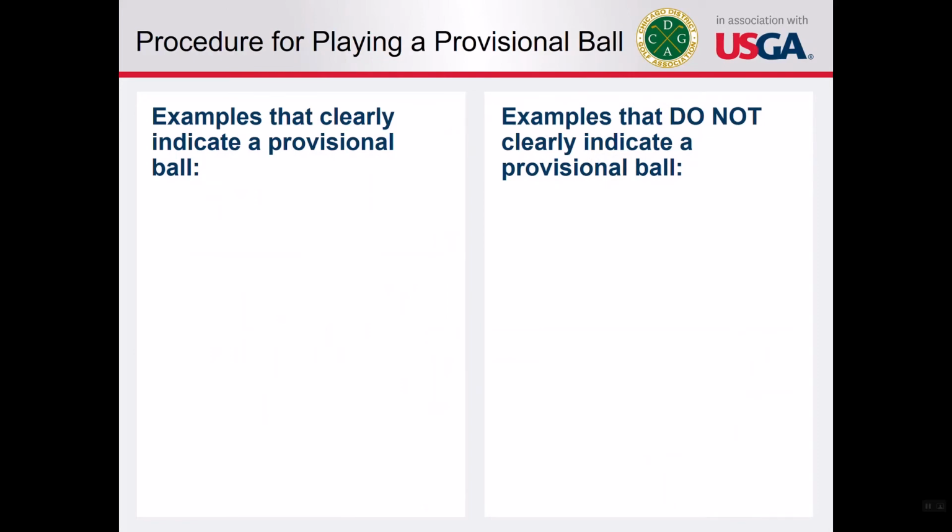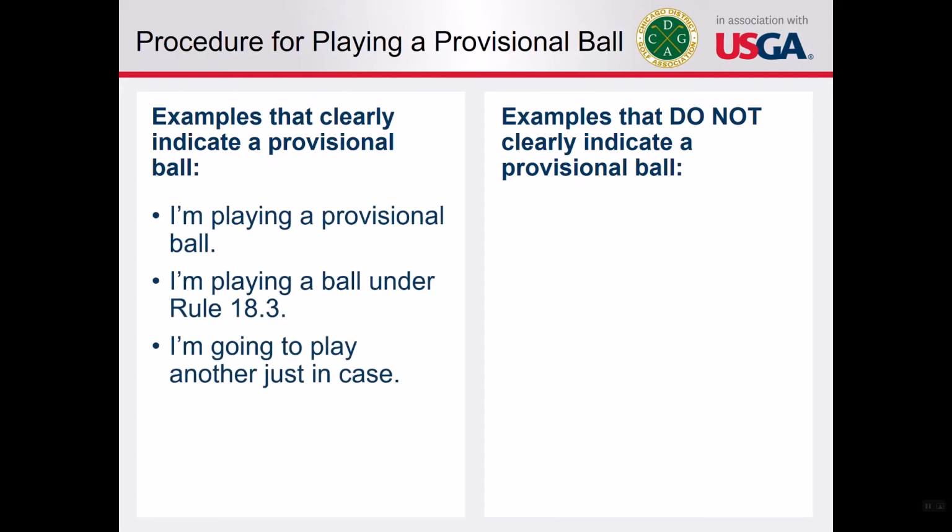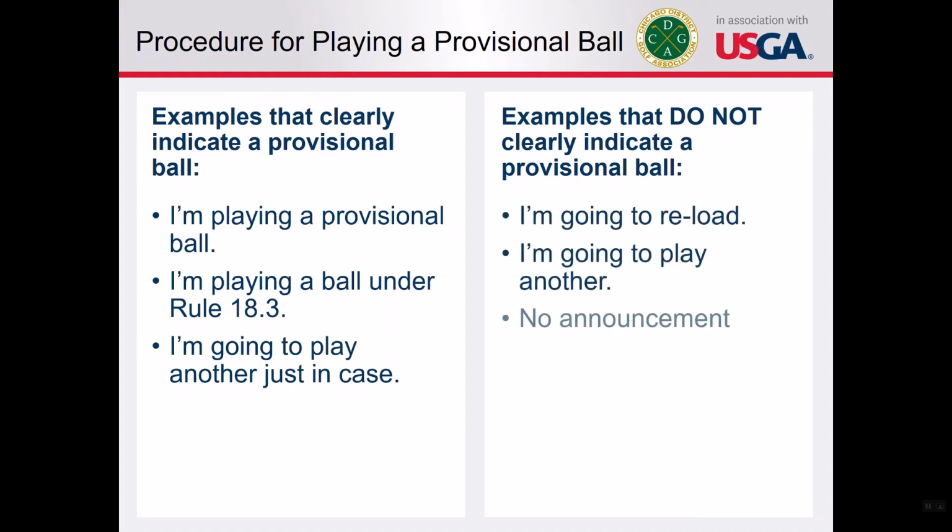Some examples of clearly indicating that you're playing a provisional ball are: I'm playing a provisional ball, I'm playing a ball under Rule 18.3, or I'm going to play another one just in case. Some examples that do not clearly indicate that you're playing a provisional ball are: I'm going to reload, I'm going to play another, or making no announcement at all.